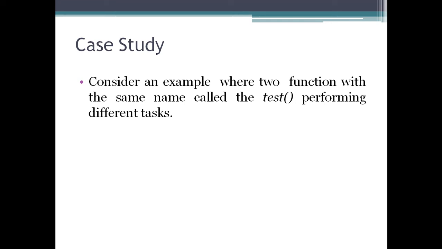So consider one simple example where two functions have the same name, called test, and each will perform some task. Assume one is performing a linear search, a factorial of a number or a Fibonacci series, or you can consider any algorithmic approach like a knapsack problem, greedy method, dynamic programming, divide and conquer, decrease and conquer. Any type of particular task will be there, right? But we are assigning the same name.